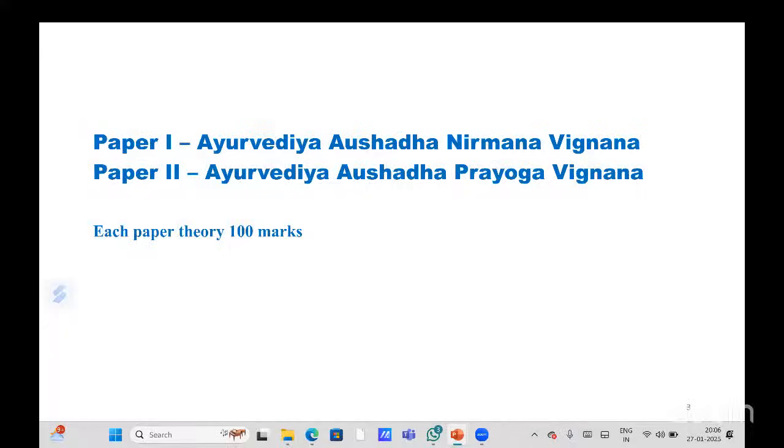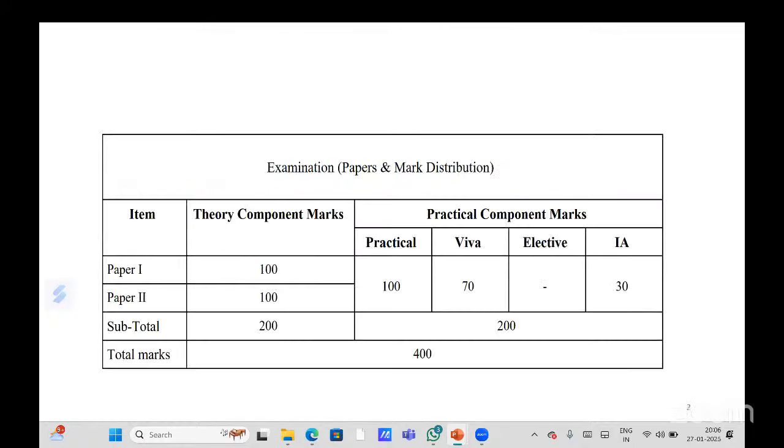In paper 2, we are having all the formulations, yogas. Okay. So today I am dealing with this paper 1. So paper 1, again, theory carries 100 marks.